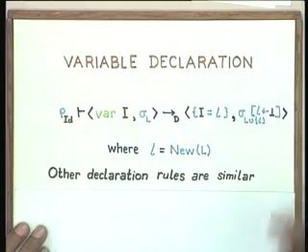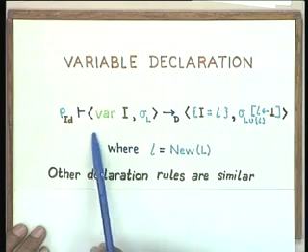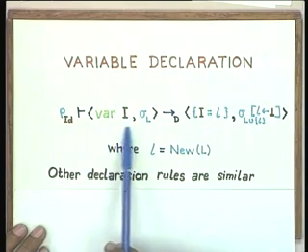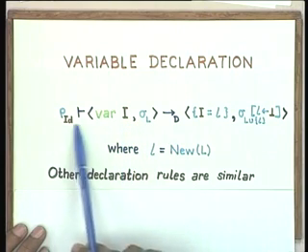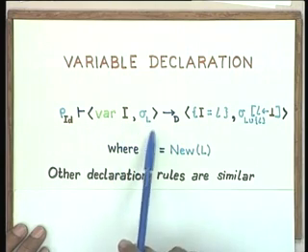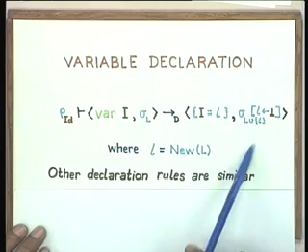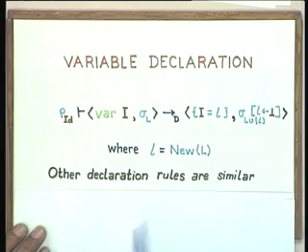So, the other declaration rules are similar. You can take the sequential composition of declarations and create new environment store pairs. Since the environment has got changed and the environment introduces new locations, therefore the store also gets changed in a certain fashion.